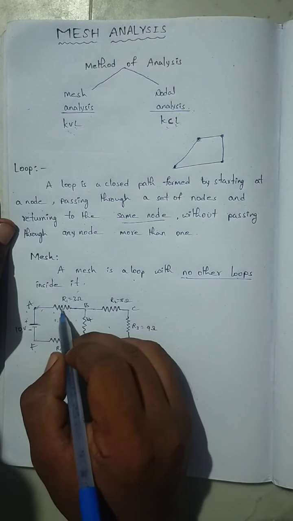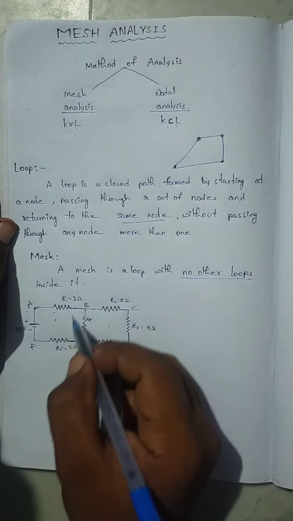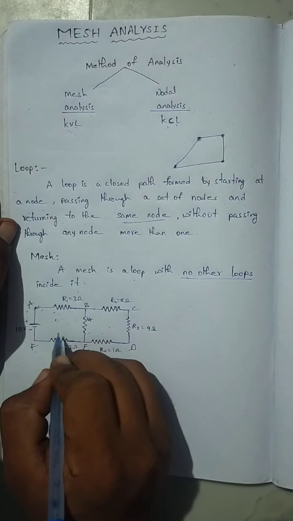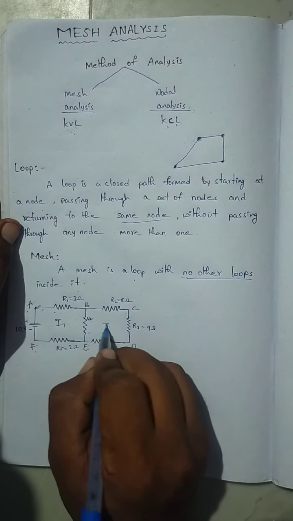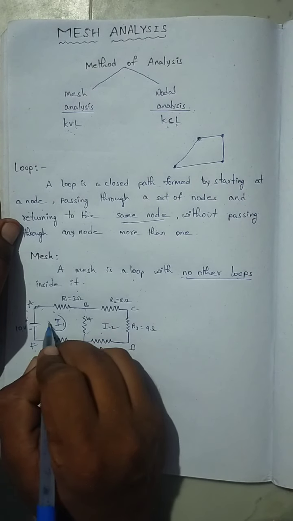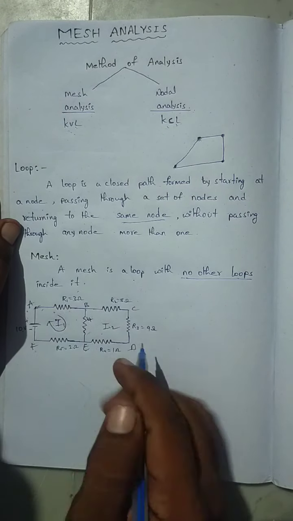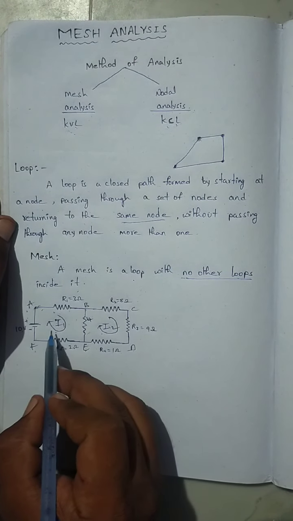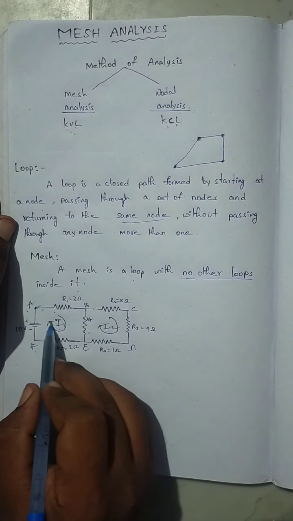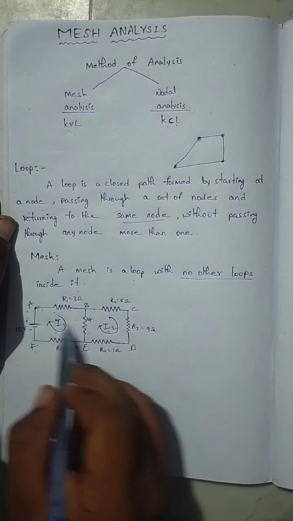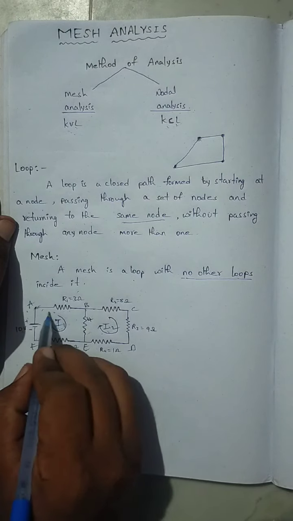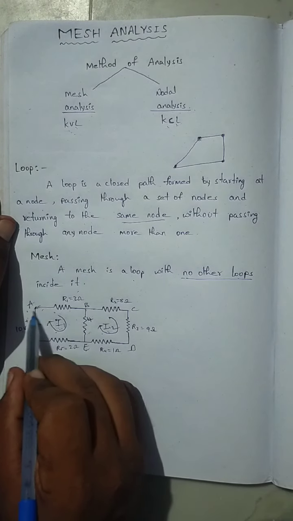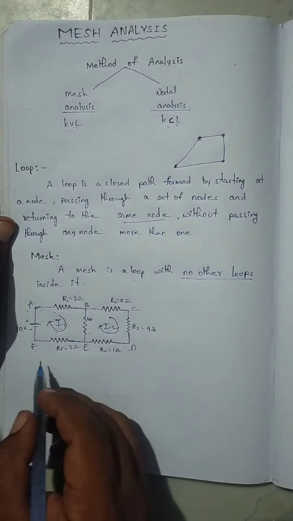So in a mesh we find the current. Let us assume the currents I1 and I2 in the meshes, in clockwise direction. In mesh 1 it is I1 and in mesh 2 it is I2. The current direction is clockwise. Now we use this figure to write the mesh equations.